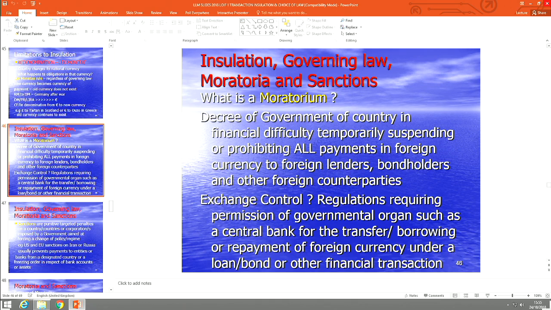Yeah. Argentina is the classic example of it. It's about moratoria. Argentina is a moratorium. It's been a 10-year moratorium. And the regulations in Argentina prevent the Argentine central bank, Argentine corporations, and Argentine banks from making any payments in dollars or euros. Yeah, that's a moratorium.